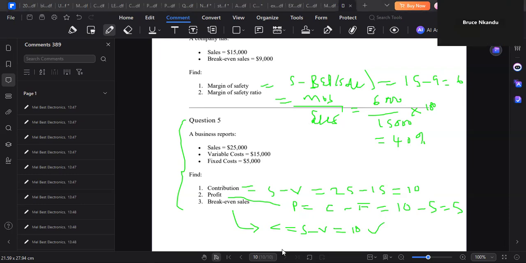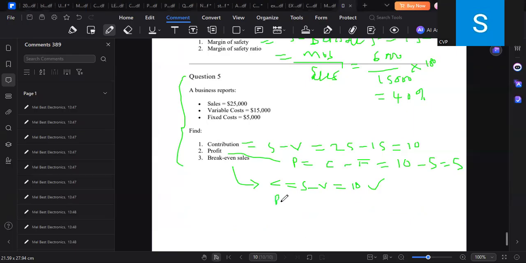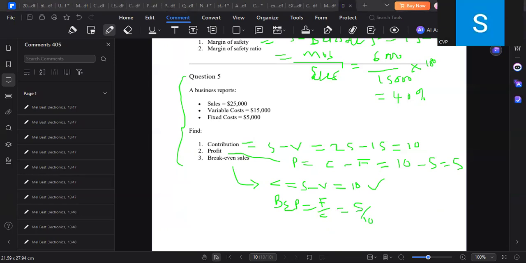Yes, sir. Then the break-even sales formula. What is our break-even sales? Break-even sales is fixed cost over contribution ratio. Okay? Break-even is fixed cost over what? Contribution ratio. What is our fixed cost? 5. What is our contribution? 10. So what do we get? 5,000. What is our contribution ratio? Sorry, 40%. Right?